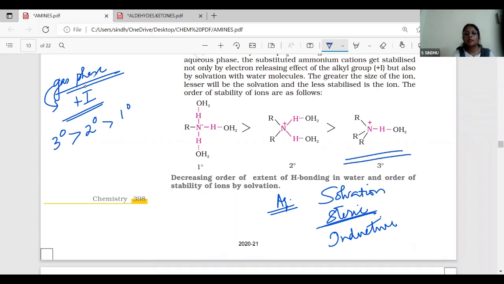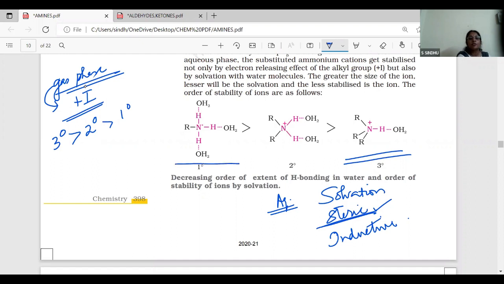If it is a tertiary amine, the number of hydrogens is less, and the steric effect, due to hindrance, reduces hydrogen bonding. Also, the number of hydrogens being less, the solvation effect is less. But what dominates is the inductive effect. So in tertiary, the inductive effect is high, but steric hindrance is more and solvation is less. When it comes to secondary, compared to tertiary, steric hindrance is lesser and solvation is slightly more because of more hydrogen bonding.